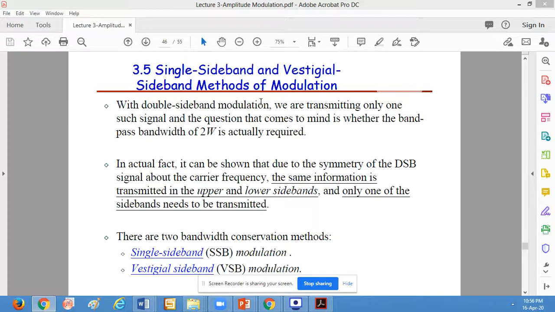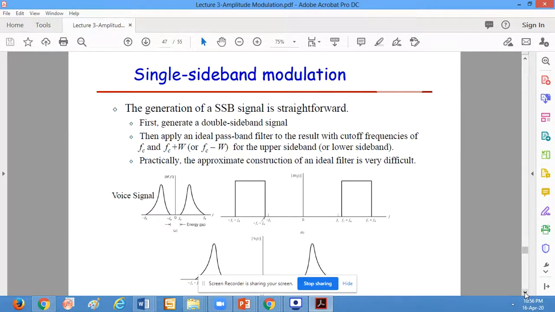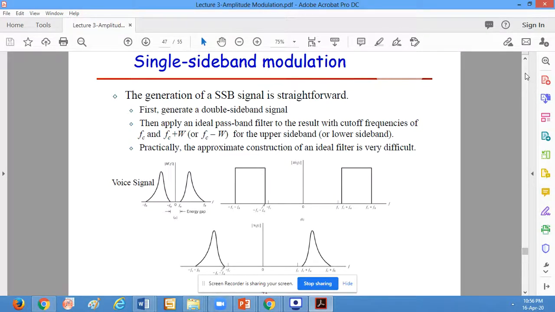So we decided that we should have some method so that only one of the sidebands is transmitted, and the information will still be sent to the receiver side. That can be done using the two bandwidth conservation methods: the single sideband modulation, known as SSB modulation, and the vestigial sideband modulation, known as VSB modulation. So we'll study the single sideband modulation.